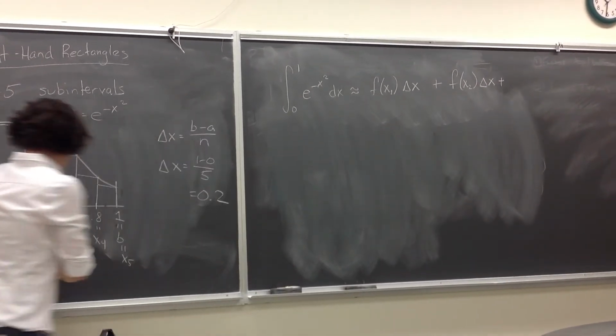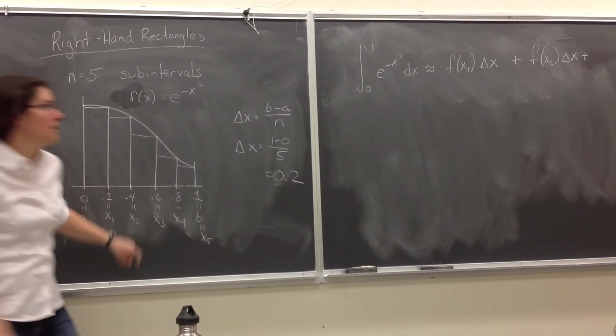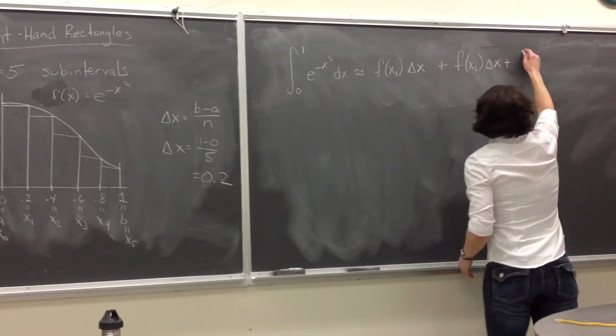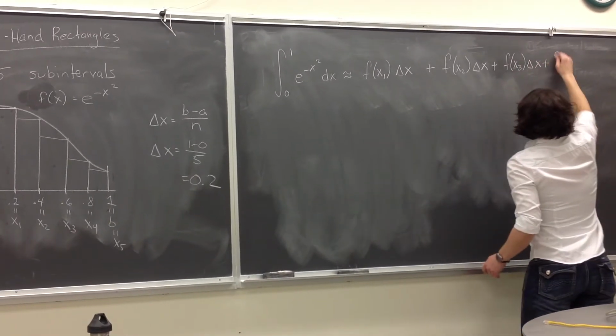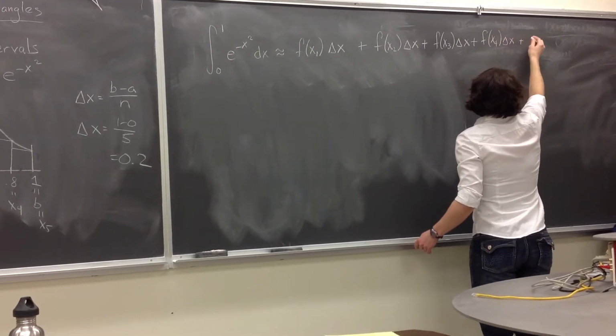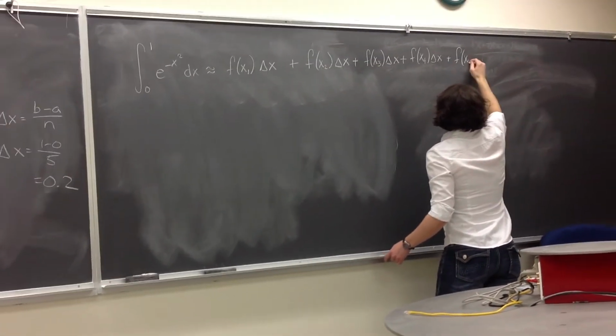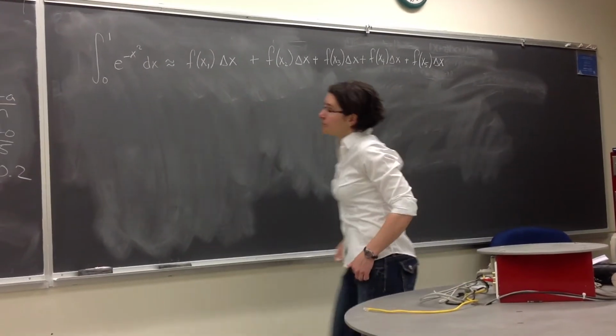And I have 3 more of these to do. My third rectangle, the height of the rectangle depends on x3. So the height is f of x3 times delta x, plus f of x4 times delta x. And I need a total of 5 of these, so my last one is f of x5 times delta x.